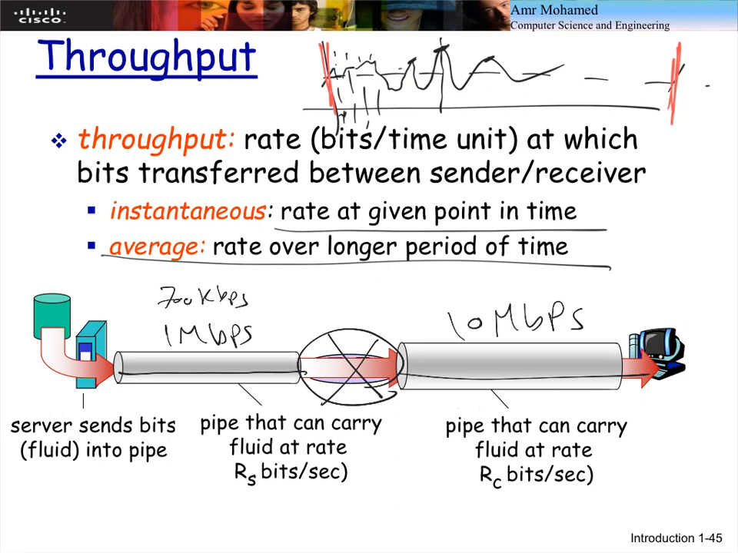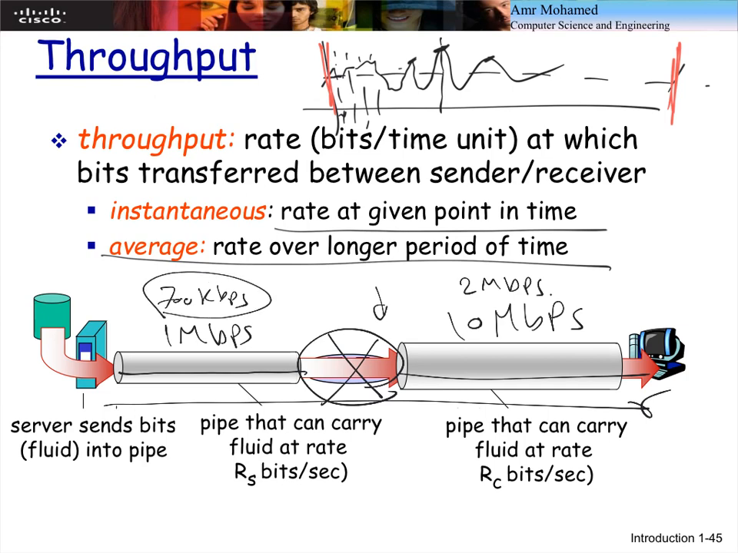And here, for example, maybe the actual rate that you will get if you were to send from here to here is 2 megabits per second or something. So if you send the traffic end to end, what will be the throughput in that case, or the average throughput? Remember, the average throughput on this link is 700K. The average throughput on this link is around 2 megabits per second. So what do you think is the end-to-end average throughput?